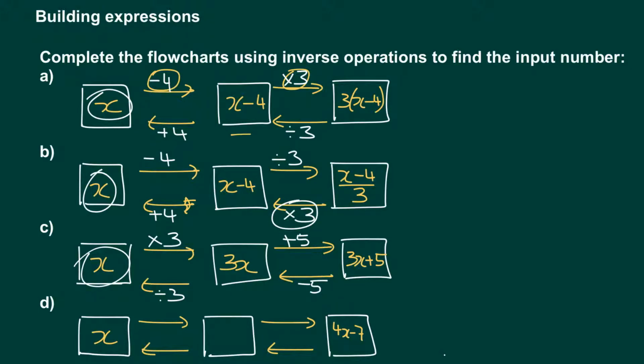Alrighty, so we have x as the input and 4x minus 7 as the output. So step number 1 is multiply by 4 to give us that 4x. And the next step is obviously minus 7 to give us that 4x minus 7. And doing the opposites, we have plus 7 as the very first arrow going backwards, and then we have divided by 4, which then returns us the input number of x.